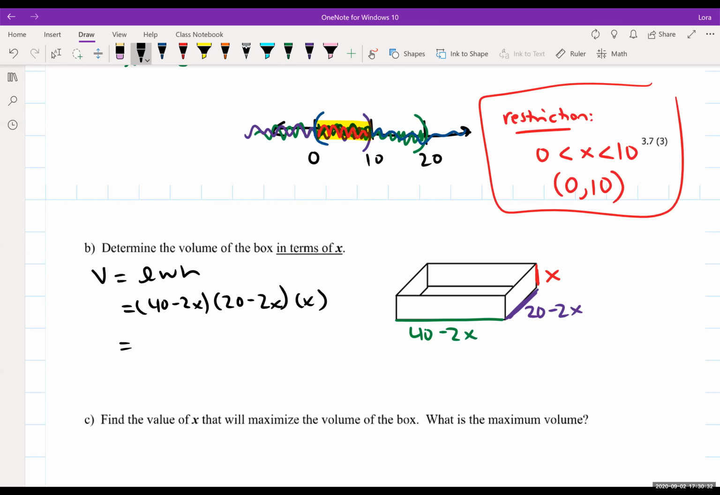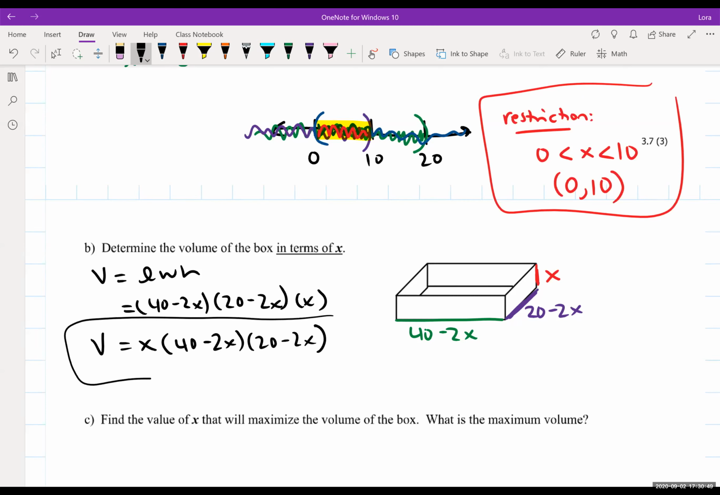Sometimes, although it's not necessary, you see that they put the monomial factor first. It's totally up to you as long as you have the other factors included in parentheses. So we have our volume expression. And that's important to understand because the next 2 questions are going to be about volume. So let's look at this.